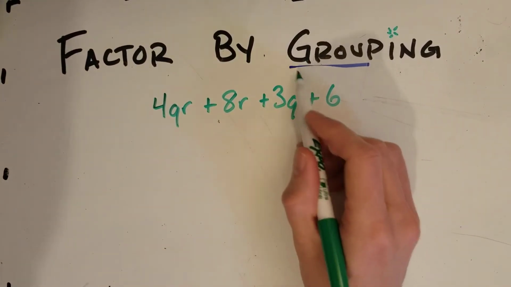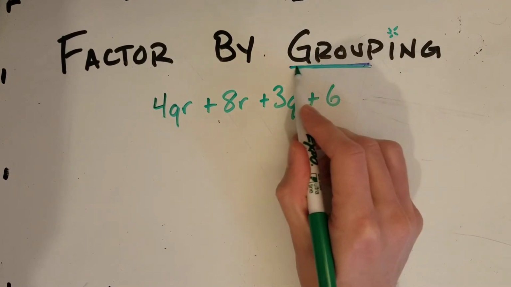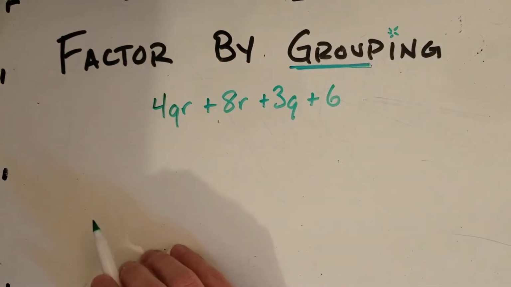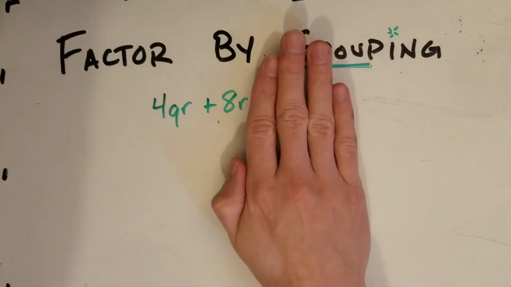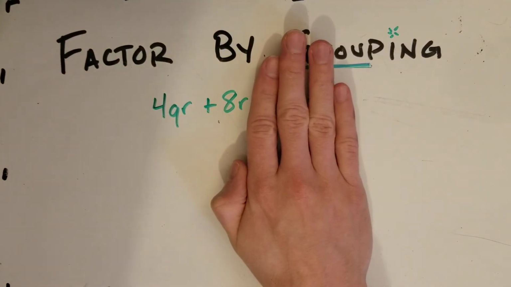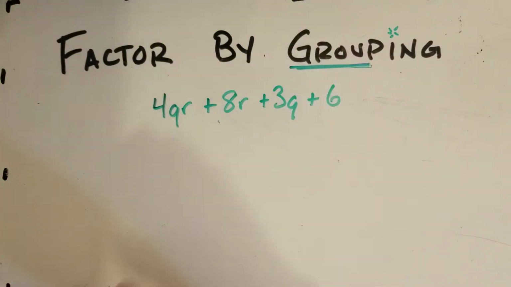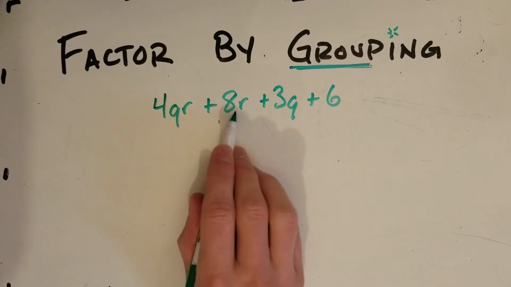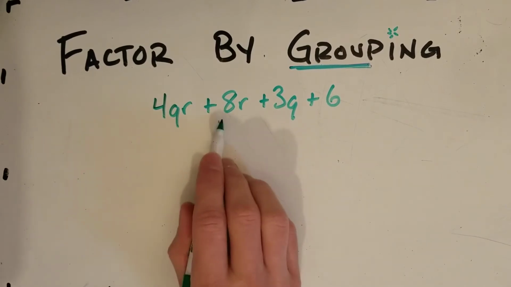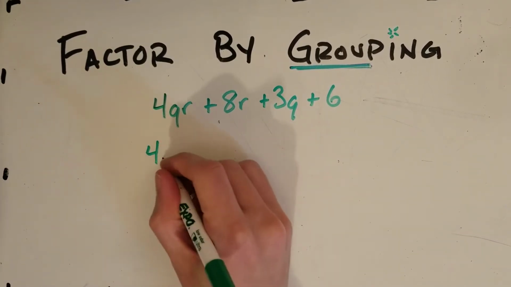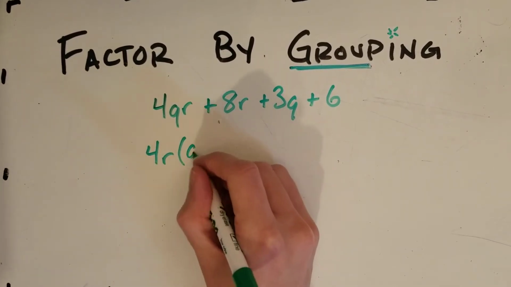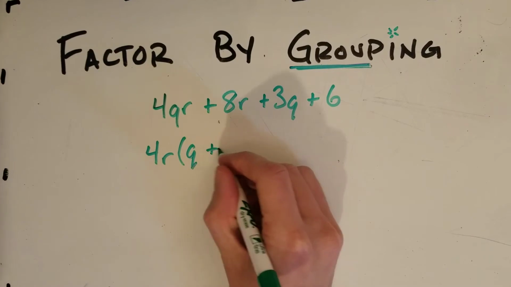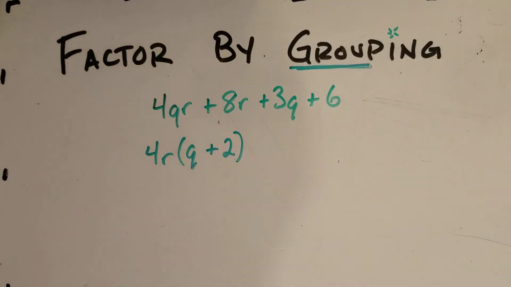So for factor by grouping, you are going to group together different parts of the polynomial. By that I mean, I'm going to ignore these last two terms. I'm going to look at just the first two and group those together. Do they have anything in common? Well, 4qr and 8r, I'm grouping those two together. They do have something in common. They have a 4r in common. And when you factor out a 4r between those two terms, you're left with q plus 2.